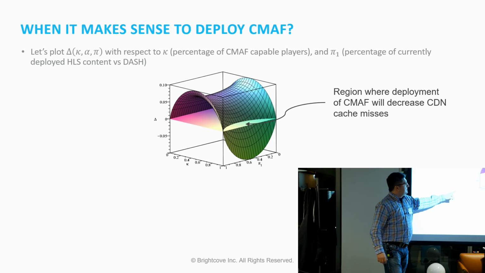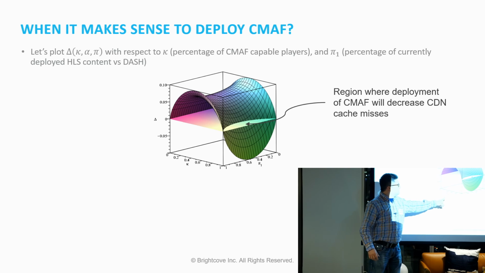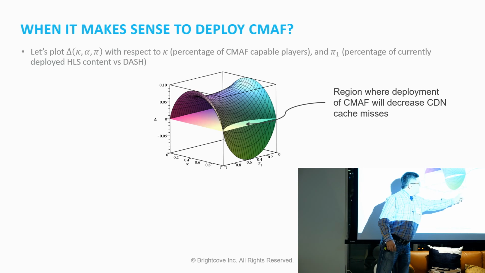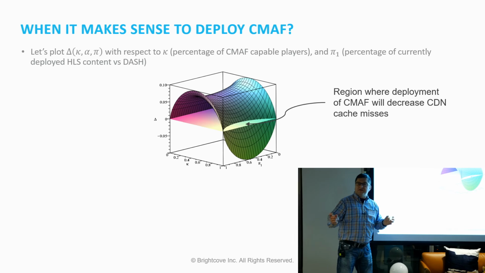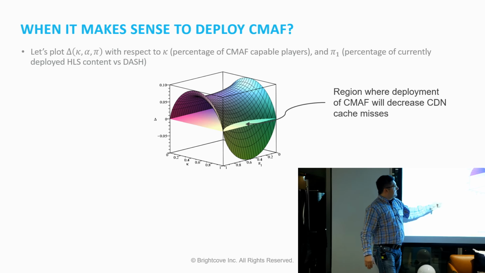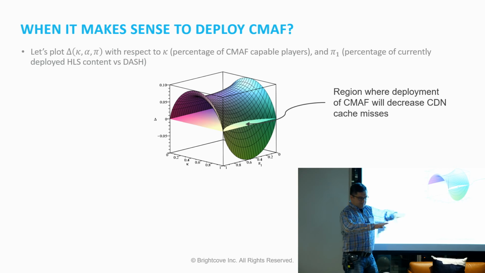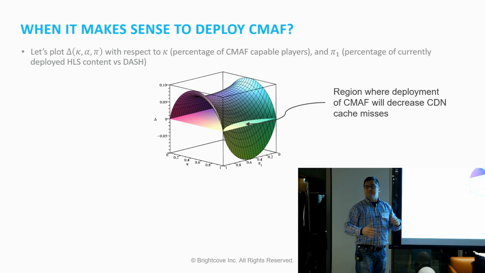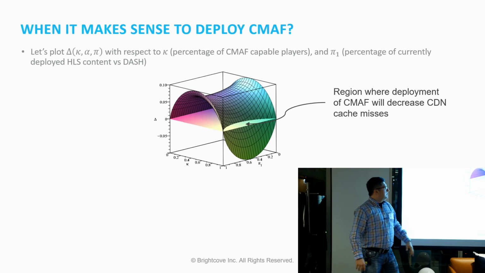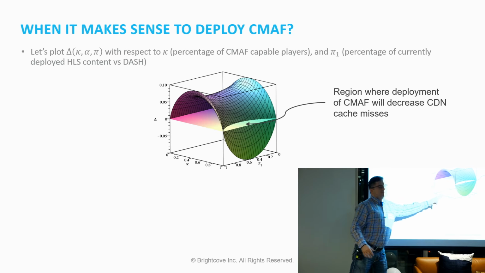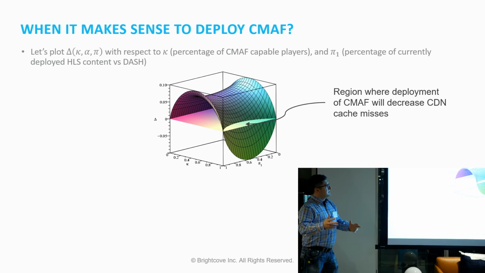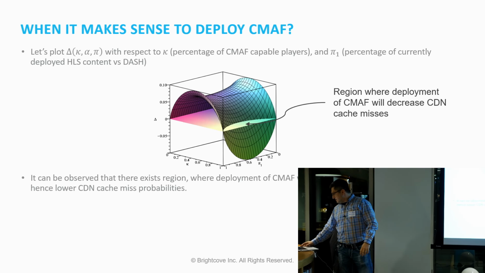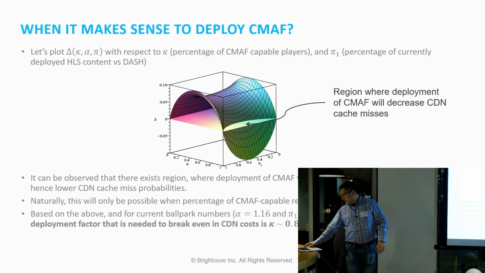So kappa here means a percentage of devices that can play CMAF. Pi is a trade-off between existing HLS versus DASH devices. And again, the 0 is a plane where those probabilities will be the same. So if it goes down, it means that CMAF allows us to reduce costs, and it allows us to reduce cache miss probabilities. And so that region becomes well characterized in this case.